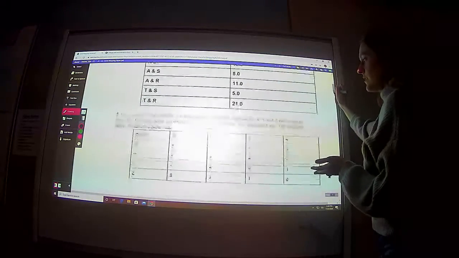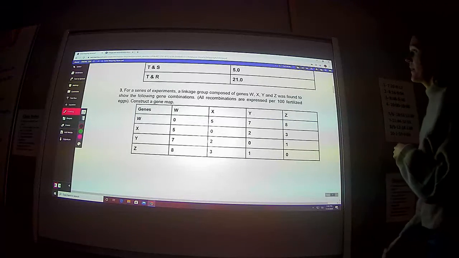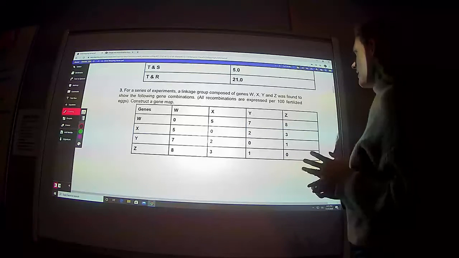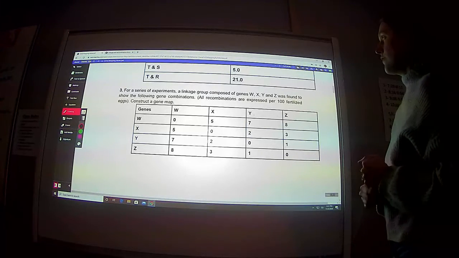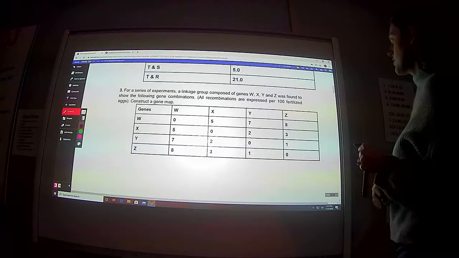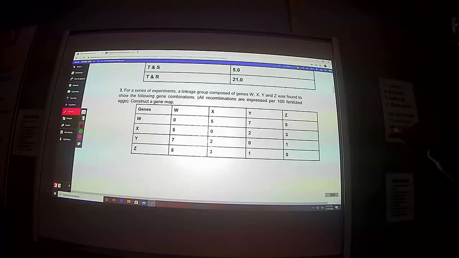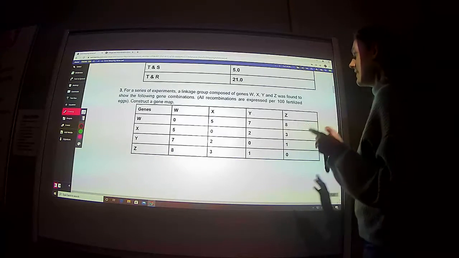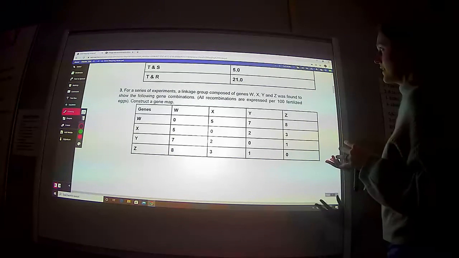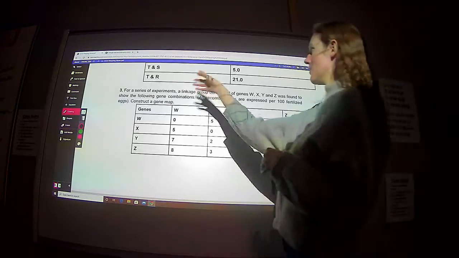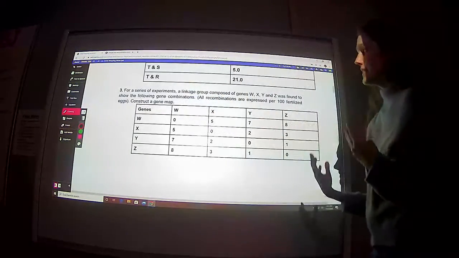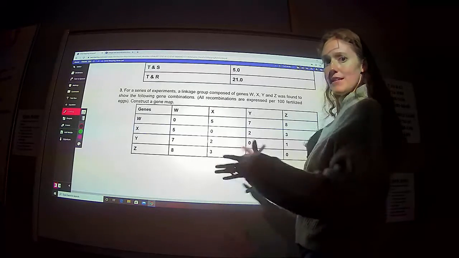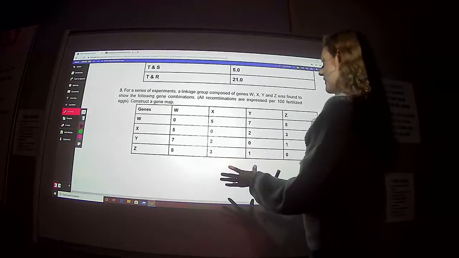You guys know how to do all this. So I wanted to skip down to this part right here real quick. It says, for a series of experiments, a linkage group composed of genes W, X, Y, and Z was found to share the following gene combinations. Our combinations are expressed per 100 fertilized eggs, construct a gene map. And this gene map looks way different than the other ones that we've been doing. It's in a table format instead of very nicely labeling, oh, here's T and R at 21, here's T and S at 5. Instead, you kind of have to make this yourself. It's really easy. It doesn't have to be difficult at all.